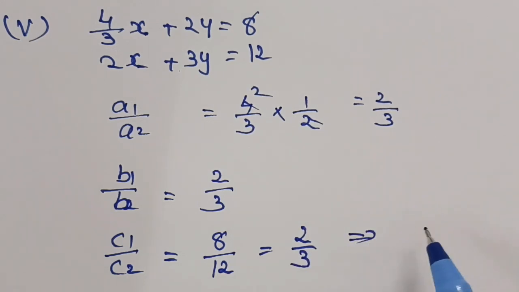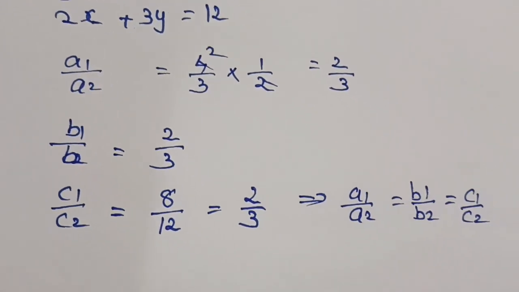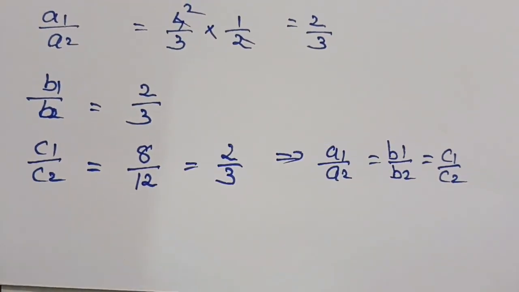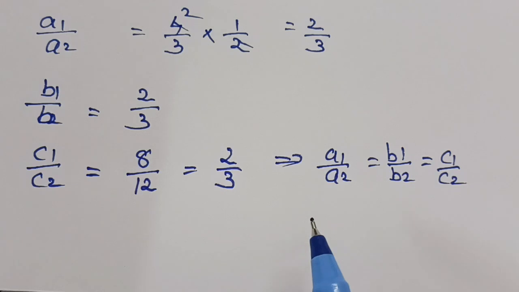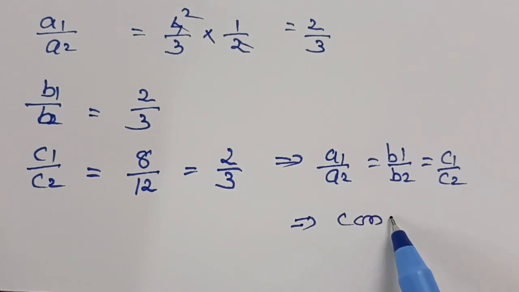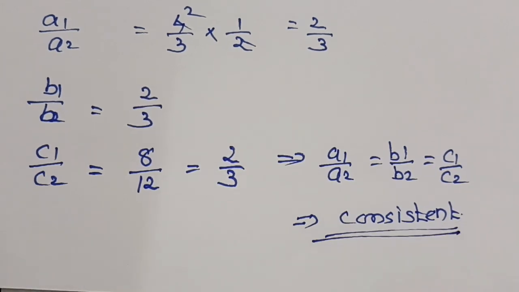So we can say that a1 by a2 equal to b1 by b2 equal to c1 by c2. If all are equal, then we get coincident lines. Coincident lines means infinitely many solutions. Infinitely many solutions means the given system is consistent, isn't it? Consistent. If there is a solution, then it is consistent. Okay, thank you.